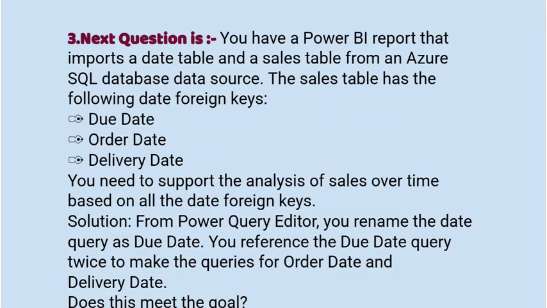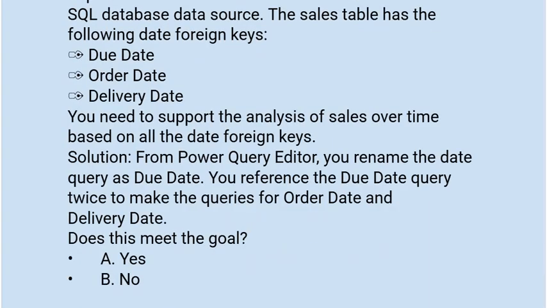Question is, you have a Power BI report that imports a date table and a sales table from an Azure SQL database data source. The sales table has the following date foreign keys: due date, order date, delivery date. You need to support the analysis of sales over time based on all the date foreign keys. Solution: from Power Query Editor, you rename the date query as due date. You reference the due date query twice to make the queries for order date and delivery date. Does this meet the goal? Options are yes or no.